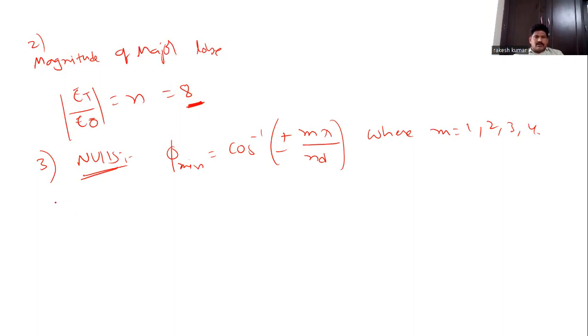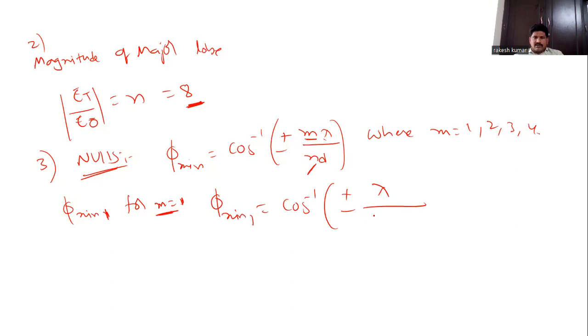Let us consider phi minimum 1, that is, for m is equal to 1. So phi minimum 1 is equal to cos inverse of plus or minus m lambda by n d, with m equal to 1. What is the value of n? The value of n is 8. What is the value of d? The value of d is lambda by 2, the separation distance. So lambda gets cancelled, and it is equal to cos inverse of plus or minus 1 by 4.